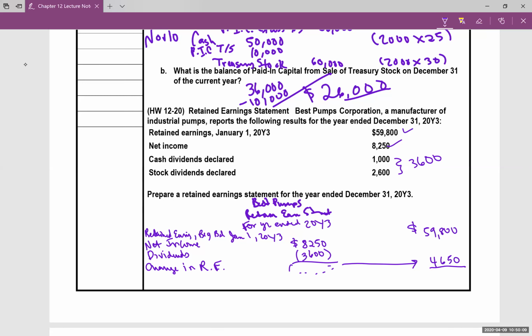Draw a line. And then the very last line is retained earnings, December 31st, 20Y3. And that number is, this is an addition, okay? So you're going to add those two numbers together to get 64,450. All right, that's the end of this lecture, and we'll pick it up here in a little bit.